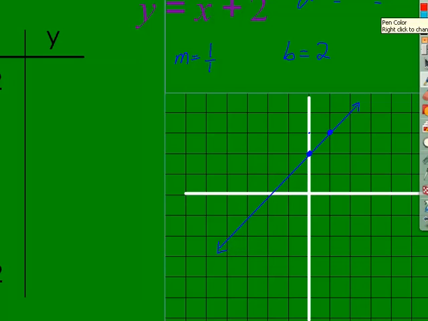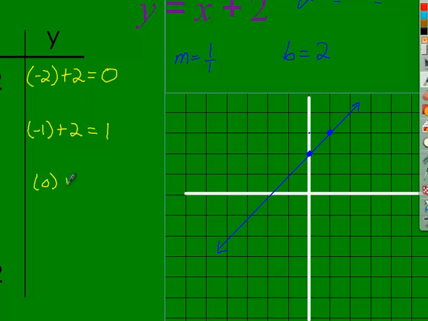Now, if you don't see that, or if you're not comfortable with it, then you can actually make a table. So what we're going to do is we take this x value and plug it into the equation in order to figure out what the y is that goes with it. So everywhere we see x, we replace with the x value that we wrote outside. So what is negative 2 plus 2? Right, that's 0. Plug in a negative 1 plus 2, and that's going to give you a positive 1. Plug in a 0, and we're going to get 2.